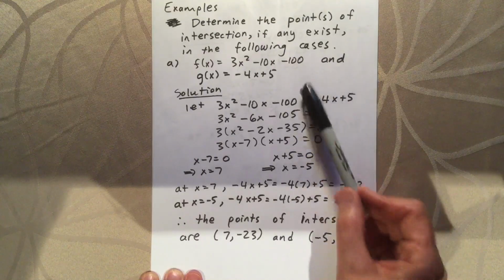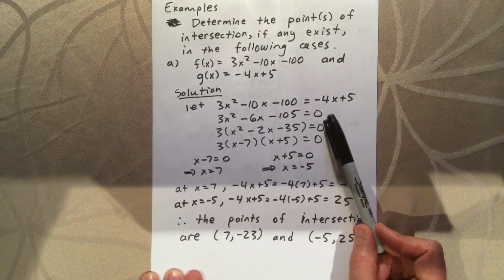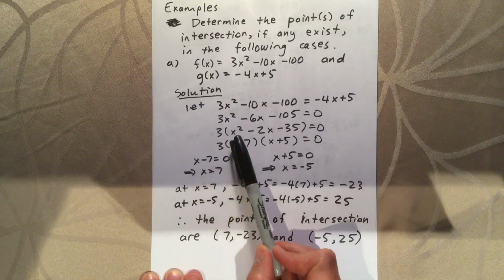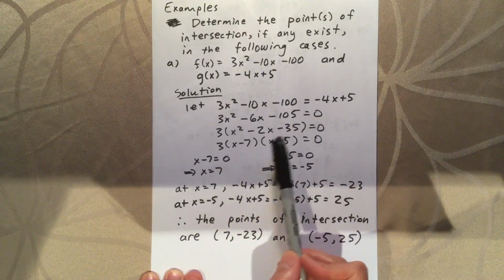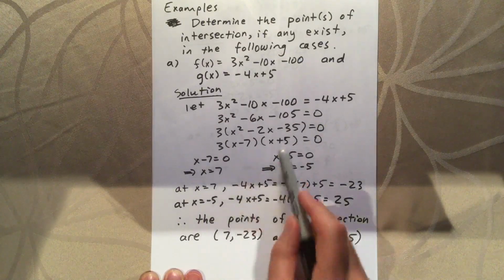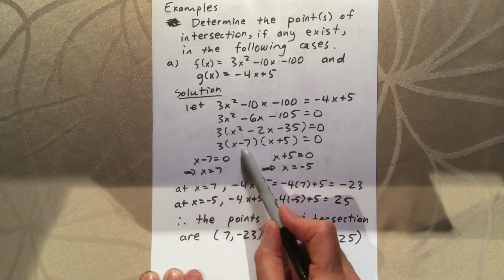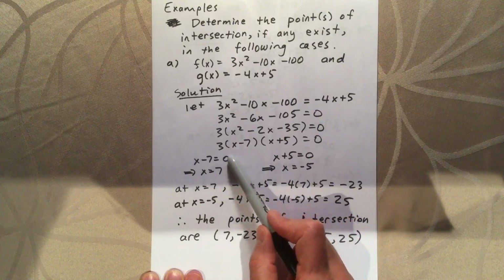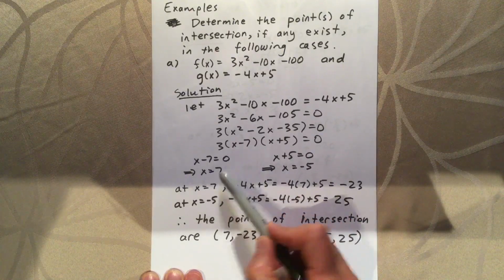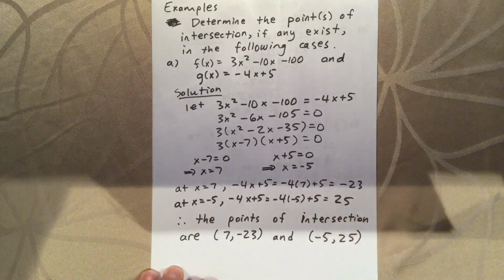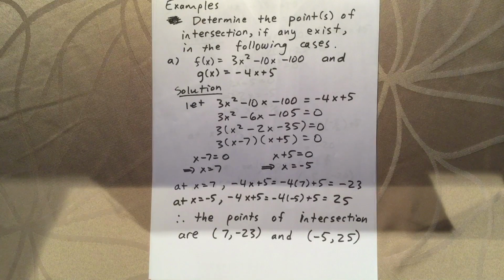We add 4x and subtract 5 from both sides. We common factor out the 3. And then we see that two numbers that multiply to negative 35 but add to negative 2 are negative 7 and positive 5. So 3 times x minus 7 times x plus 5 is 0. That means either this factor is 0, which would mean x is 7, or this factor is 0, which would mean x is negative 5. That means there are 2 points of intersection.